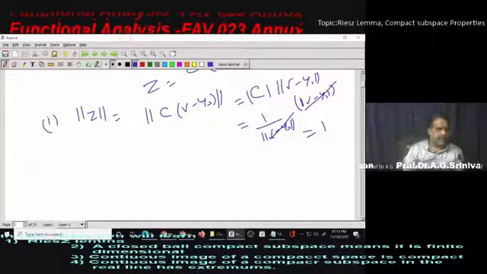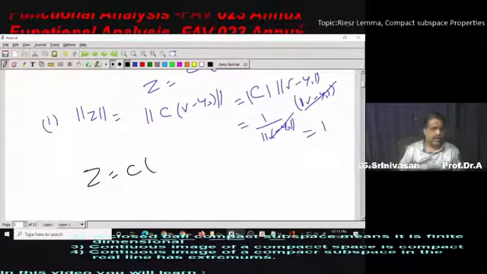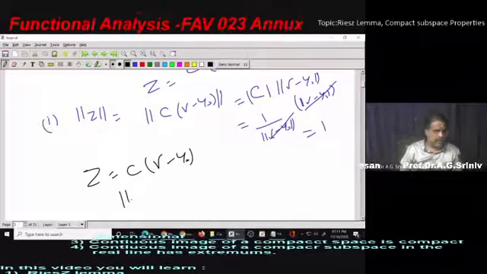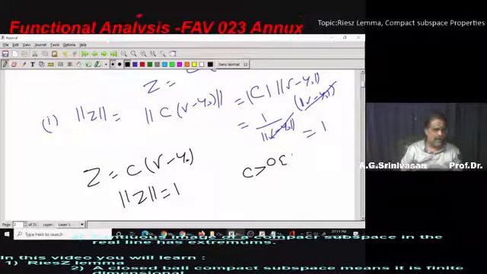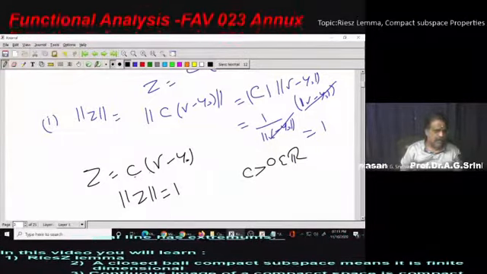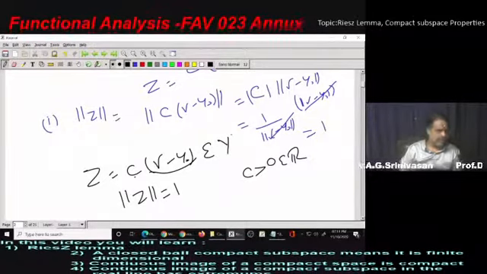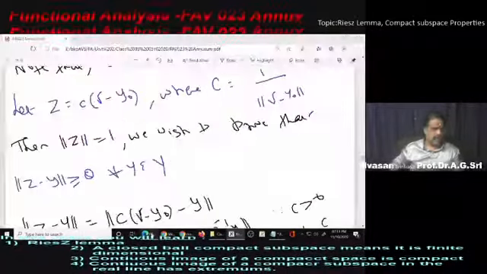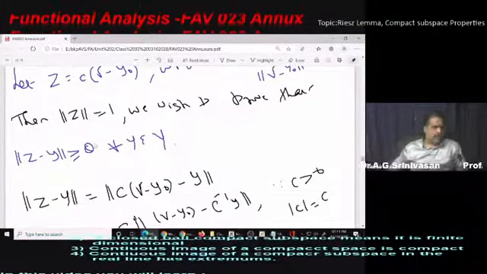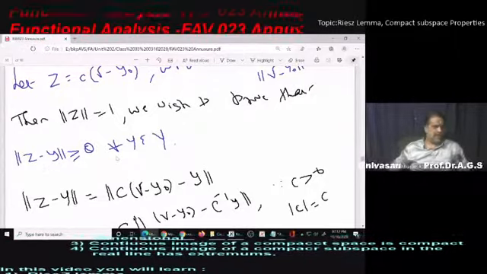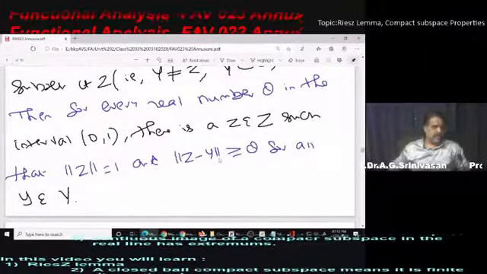So what do you observe? If Z is equal to C times V minus Y naught, we observe norm Z equal to 1. And C is positive, it means it's a real number. Therefore, this C times V minus Y naught is certainly in Y. We will see that in the next step as before. So this norm Z is equal to 1. We would like to show that norm Z minus Y is greater or equal to theta as per the Riesz lemma. The Riesz lemma says norm Z minus Y greater or equal to theta.